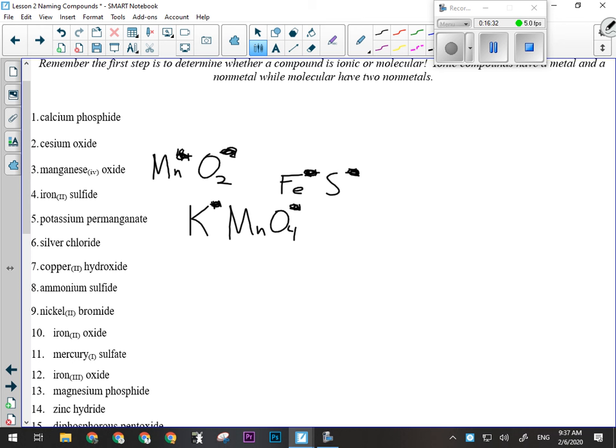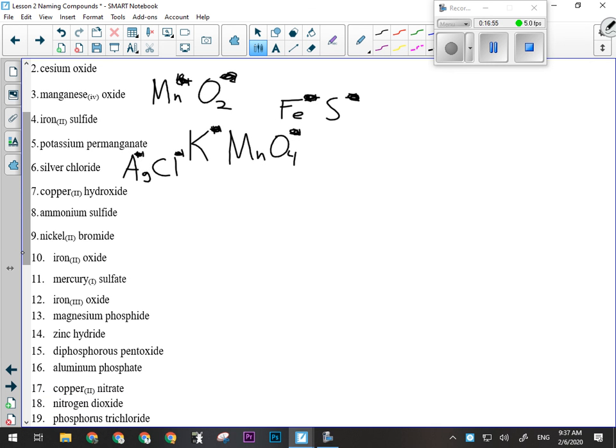I've got silver chloride. Silver is a metal, so I'm going to have to drop and swap. This is an ionic compound. Silver's formula is Ag. Chlorine's formula is Cl. Silver's a +1. Chlorine's a -1. So is this compound okay the way it's written? It's done.